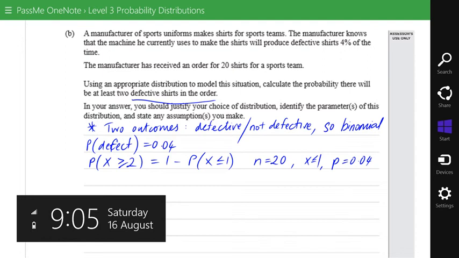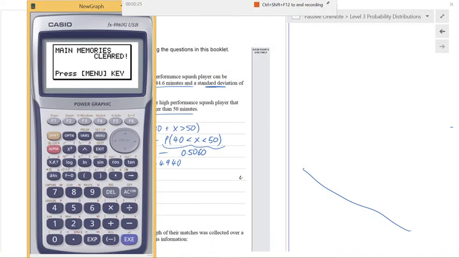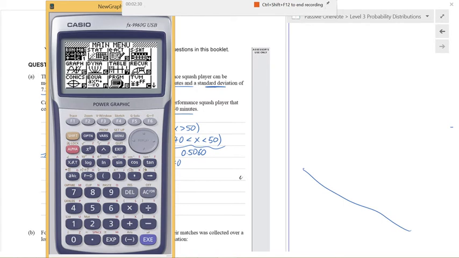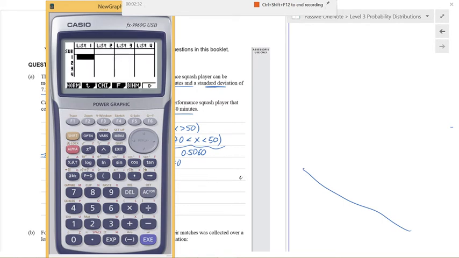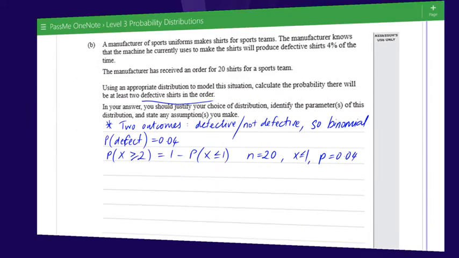Can't get that calculator coming up. There it is. Okay, there's our calculator.